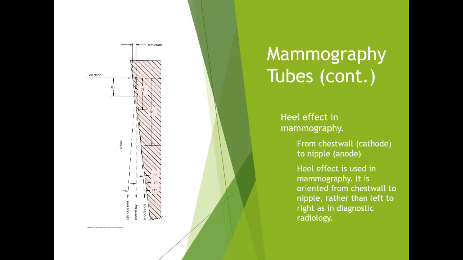So here's just talking about how the mammography heel effect works in X-ray tubes. The heel effect is used in mammography. It is oriented from the chest wall to the nipple rather than left to right field as in diagnostic radiology, because with the heel effect, we want to take advantage of that at the chest wall, which is the thicker part of the breast.